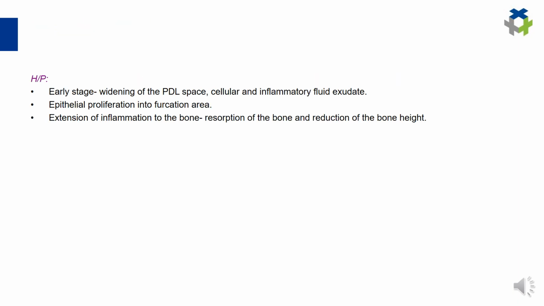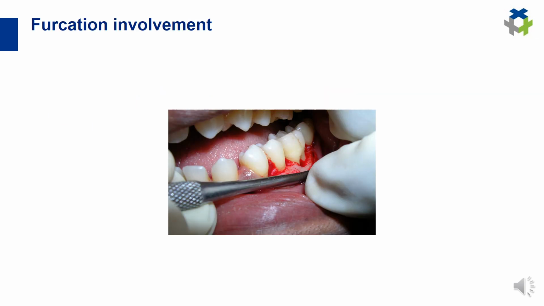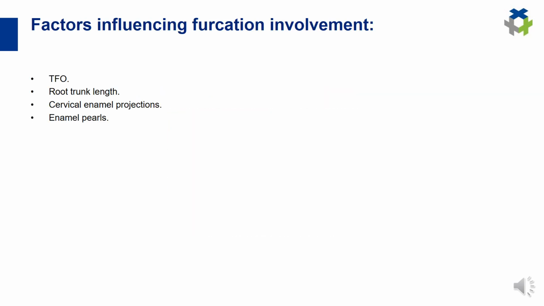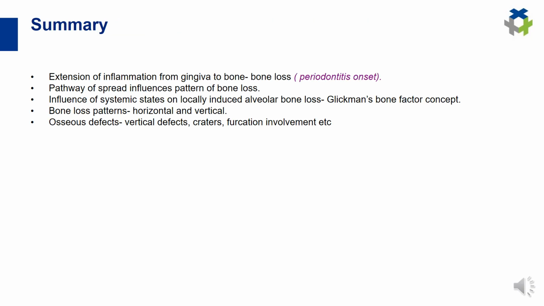You can see widening of the periodontal ligament space. There is an inflammatory cellular exudate, epithelial proliferation in the furcation area, and extension of inflammation to the bone, causing resorption of the bone and reduced height of the bone. This is the grade 2 furcation involvement. Factors influencing furcation involvement are trauma from occlusion, root trunk length, cervical enamel projections, and enamel pearls.